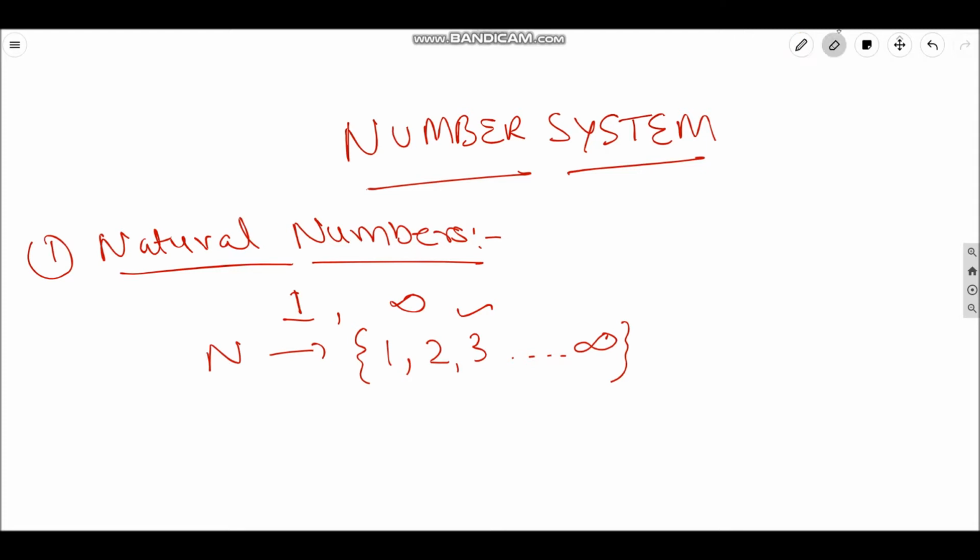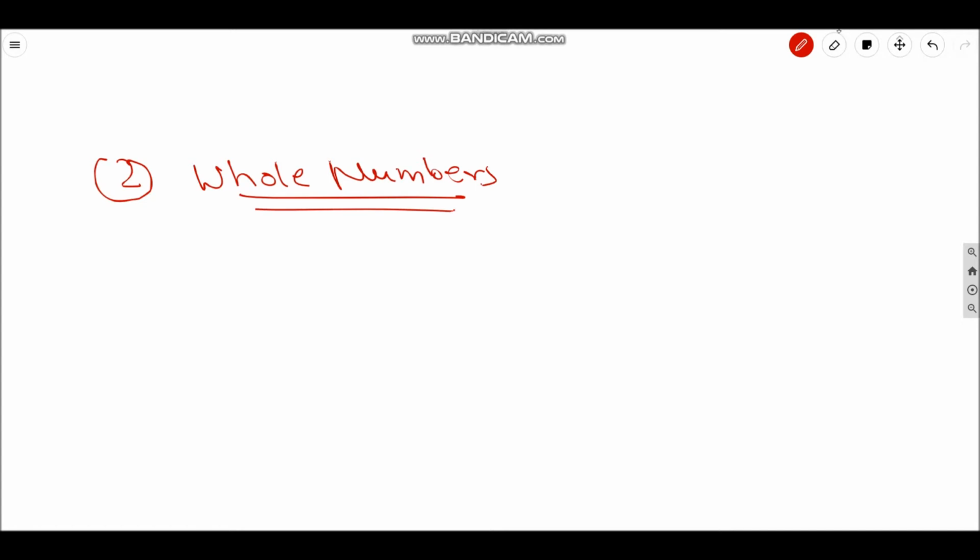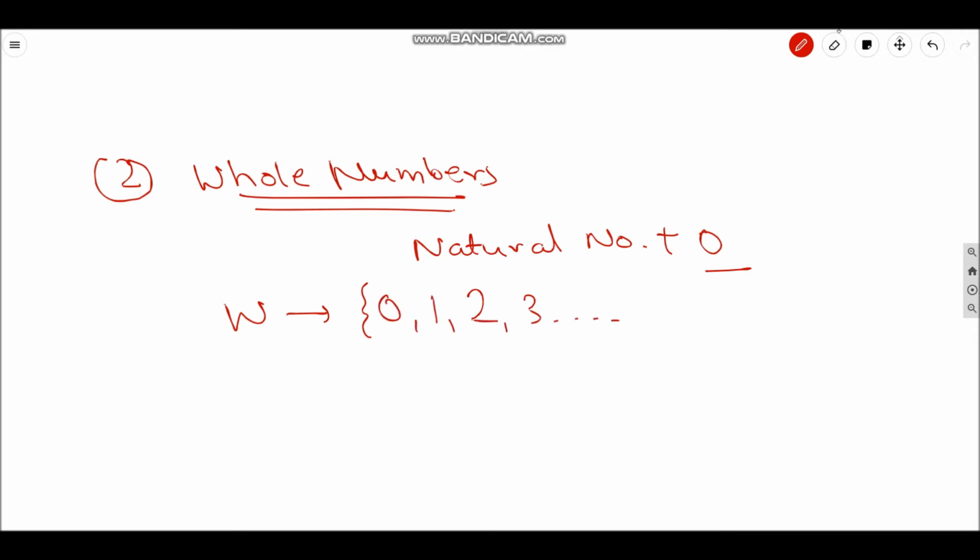Now moving towards the next topic, the whole numbers. Whole numbers are just the natural numbers plus 0. If I have to define the whole numbers, I would simply say that natural numbers plus 0 form the whole numbers, and it is generally denoted by the capital W. If I have to write it, I will write 0, 1, 2, 3 up to infinity. The same condition applies here: decimals and fractions are not included. So it is basically the natural numbers and 0. If 0 is included in the natural numbers, they all form the whole numbers.